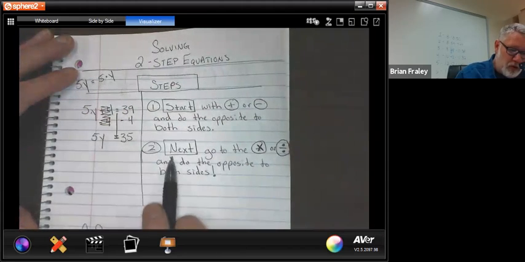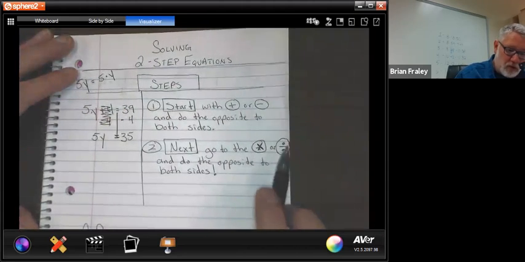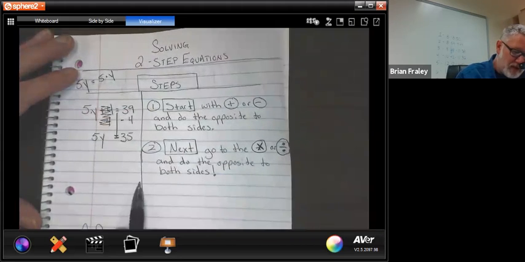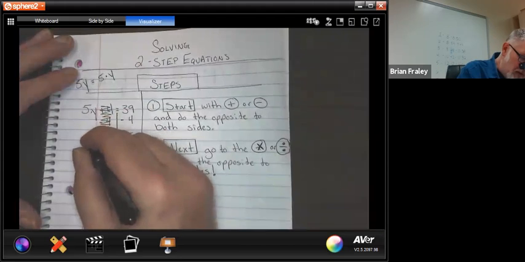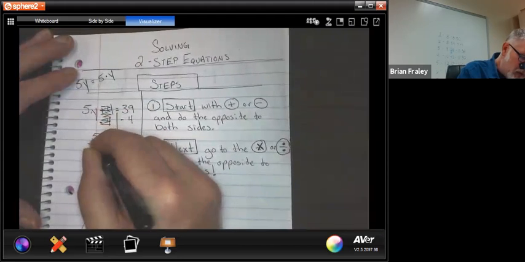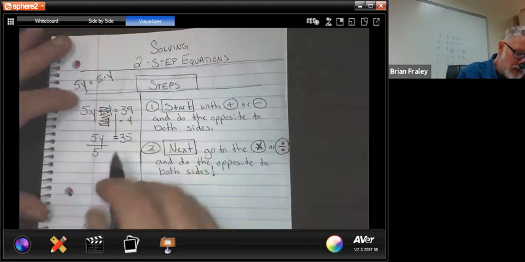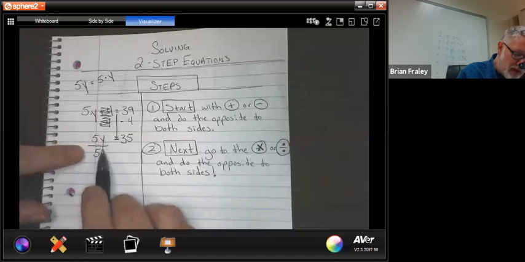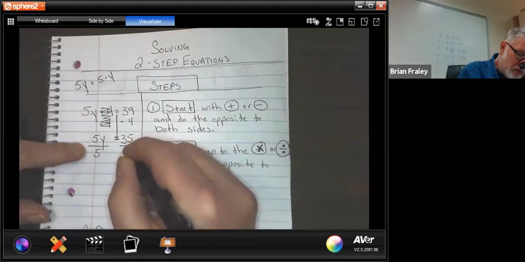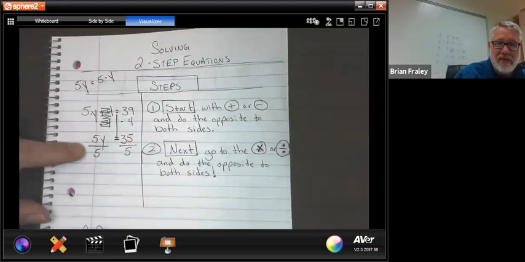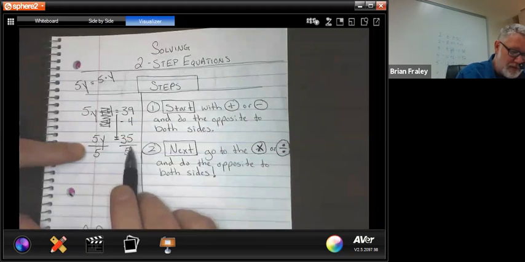Now we go to step 2, which is next: go to the multiplication or division and do the opposite to both sides. So here we said that was multiplying by 5. So the opposite of that is to divide by 5. Guys, you can show dividing by 5 with a fraction bar. This means 5 times y and then divided by 5. That's the easiest way to show it. This is 35 divided by 5.